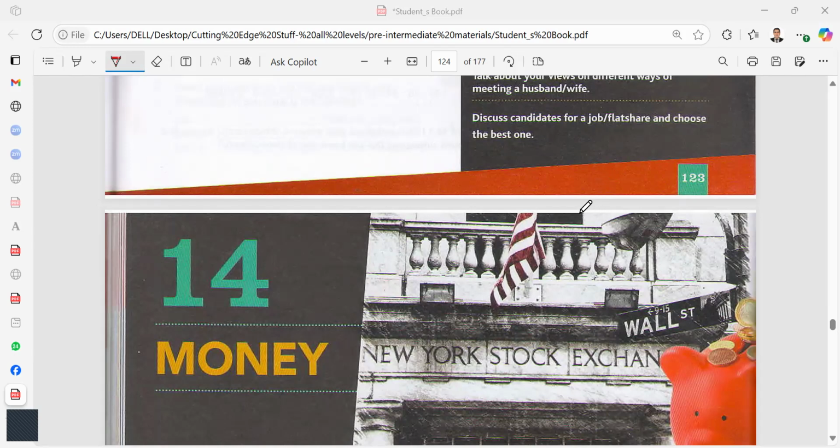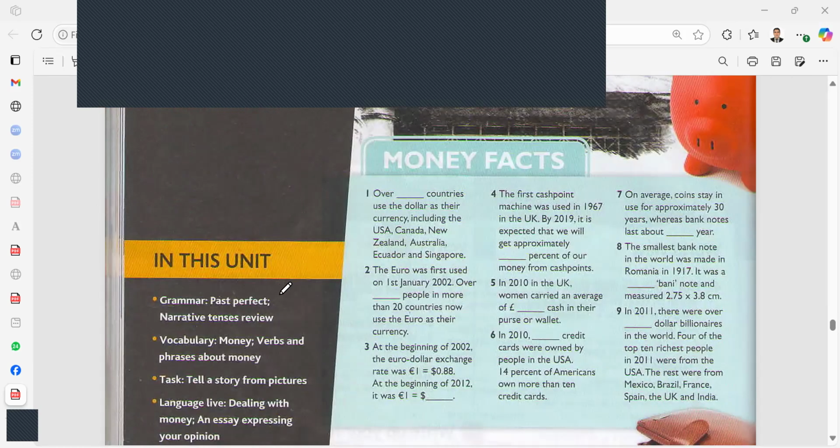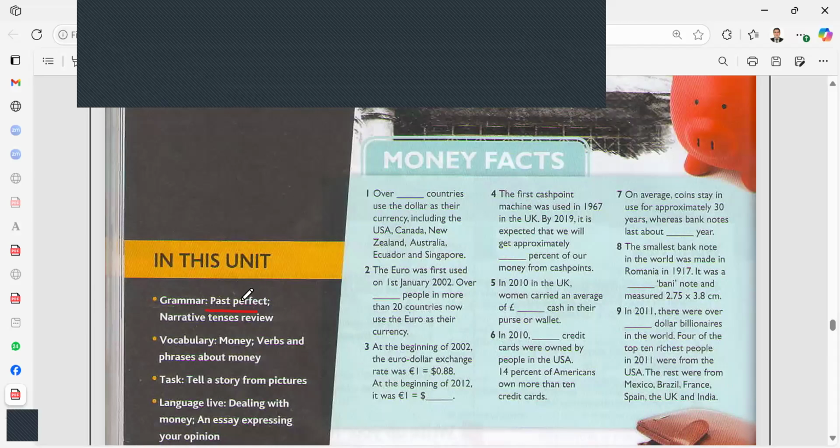So today, inshallah, let's start with Unit 14, Objectives. What should you learn in the last unit of the B1 level course, pre-intermediate Cutting Edge? Again, the first grammar focus here is past perfect. In Unit 13, we finished the present perfect simple and continuous. But in this unit, we'll focus on past perfect. Narrative tenses review.